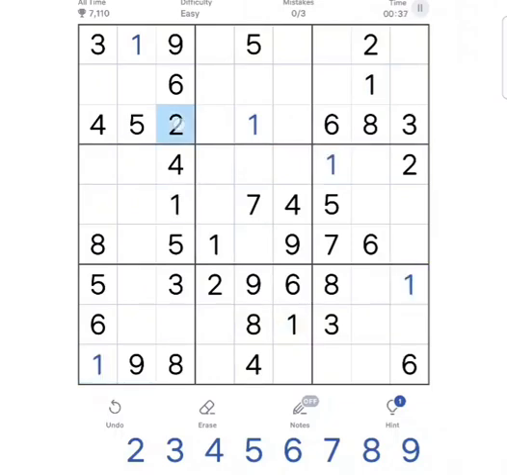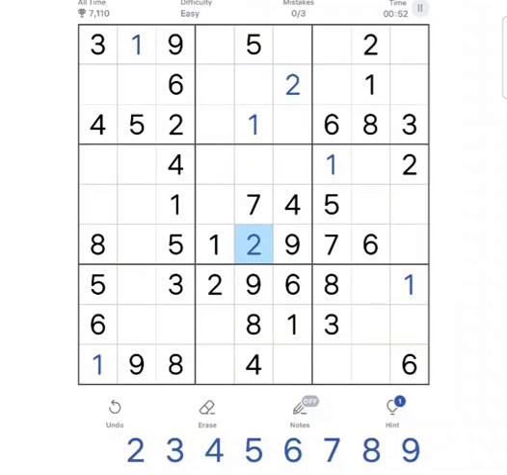Now we go quickly for 2. 2 cannot go here. 2 cannot go here. 2 cannot go here, but it cannot go here. So you see how that gets us 2. There's a 2, 2. 2 cannot go here, here. Cannot go here, here. So we have a 2 there.